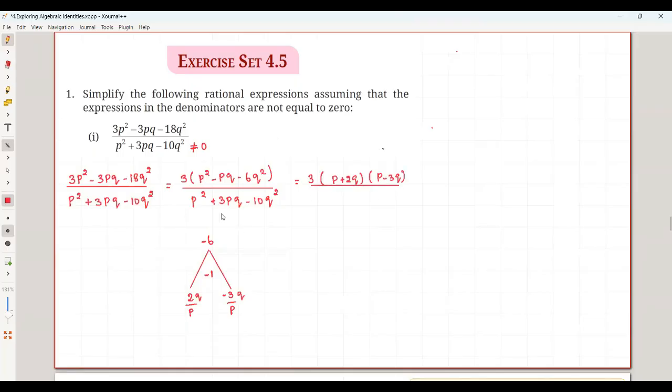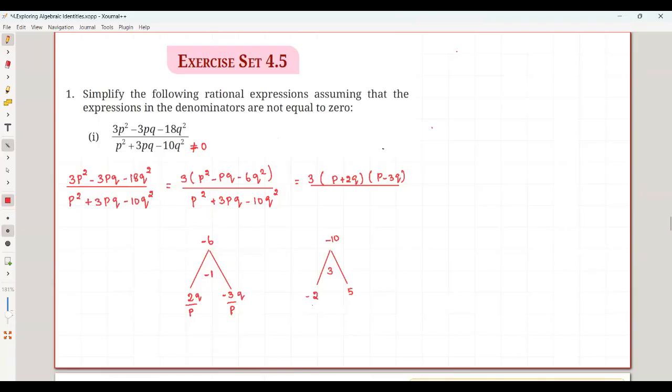Now for the denominator, we have to check. For the denominator, the product I should get is minus 10, and the sum I have to get is 3. Two 5s are 10, right? I have to get minus 10 while multiplying, and while adding, I have to get 3. So I can take minus 2: minus 2 into 5 is minus 10, and while adding, I am getting 3.